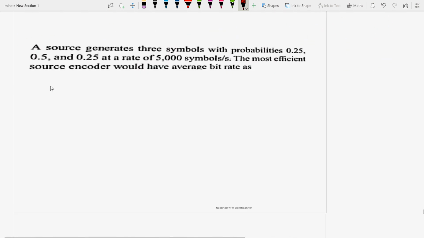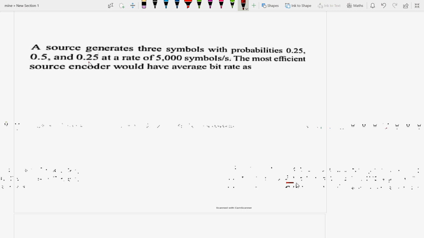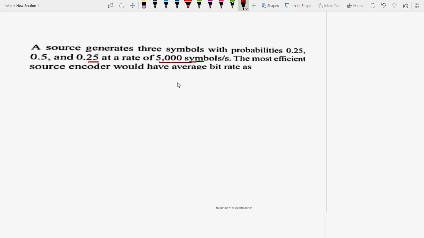Next question is: a source generates three symbols with probabilities 0.25, 0.5 and 0.25 at a rate of 5000 symbols per second. The most efficient source encoder would have an average bit rate as, see, average bit rate.